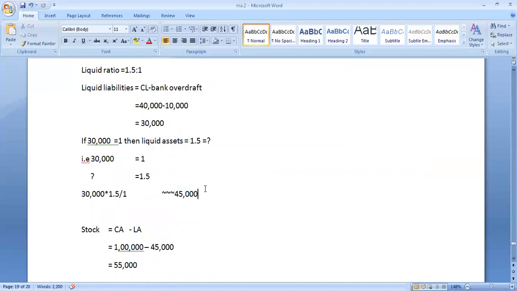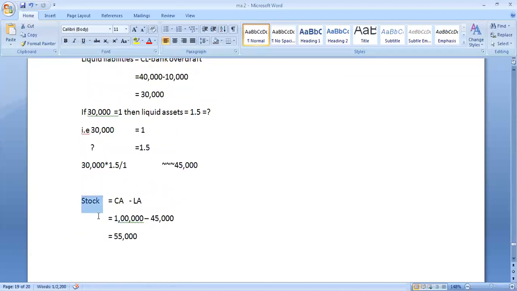Just cross multiply. Then you need the stock information. I told you, whenever a liquid ratio is given, make it a note: to compute it, you need to compulsorily find out the stock. To find out the stock, you need only two pieces of information: current assets along with the liquid assets. Current assets you have computed as 1 lakh. Liquid assets is computed as 45,000. So 55,000 will be the stock.